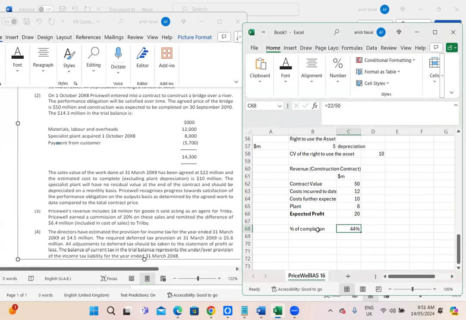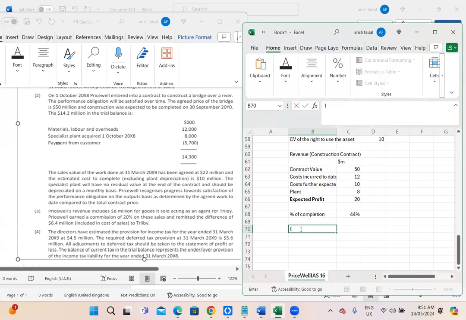So now when we are making up our income statement, correct? The revenue what we will record would be 50 into 44 percentage. So that's going to be 22 million. Okay. So this will be part of your income statement. You don't have to forget this.